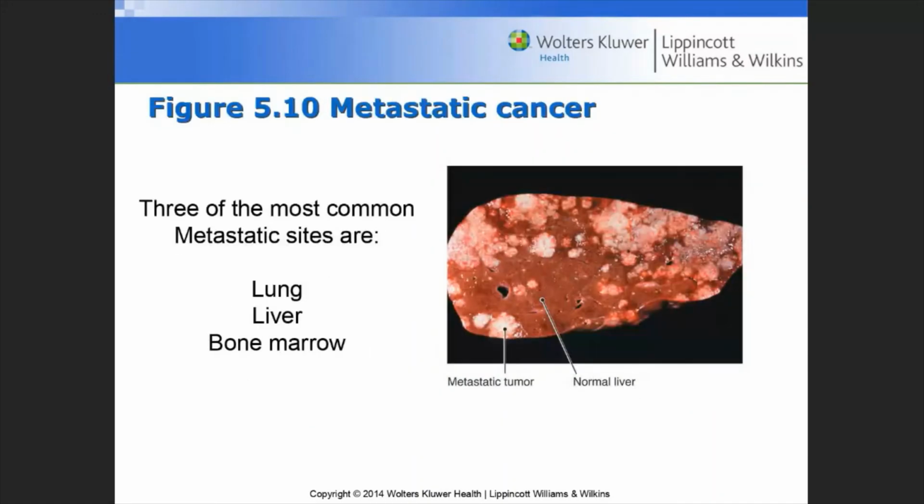Now, the three most common metastatic sites I talked about already: lungs, liver, and bone marrow. The lungs have small sinusoids. That's where cancer cells get stuck. In the liver, you can see metastatic cells here, and it's hard to determine whether these are really metastatic cells, like from the breast that went to the liver, or whether the liver cells themselves became cancerous. So how do you know which is which?